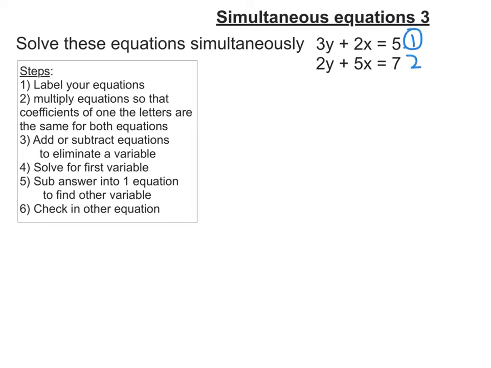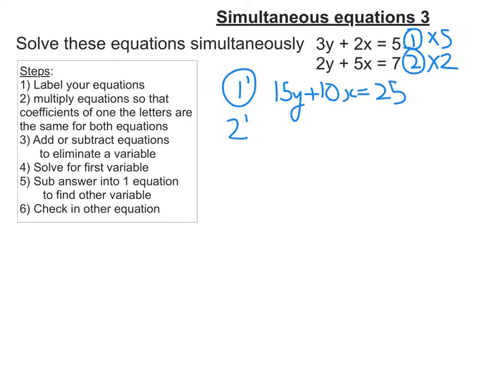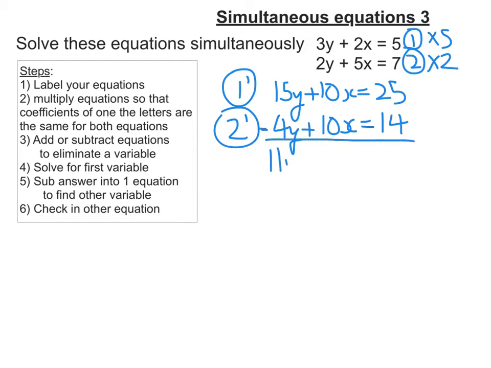Label them, 1, 2. I'm going to times the top one by 5 and the bottom one by 2. And we would get, so 1 dash here, 15y plus 10x is equal to 25. And then 2 dash, we're going to have 4y plus 10x is equal to 14. Okay, so if I was to add them, the y's and the x's would still be there, but I'm going to take them away. So 15y take away 4y is 11y. 10x take away 10x is 0, it eliminates. 25 take away 14 is 11. 11y equals 11, so y equals 1.